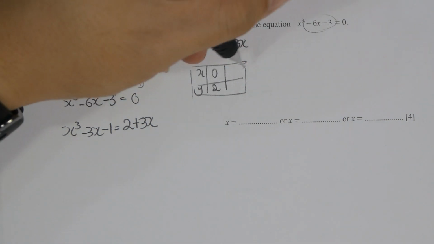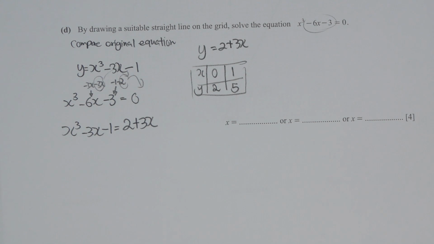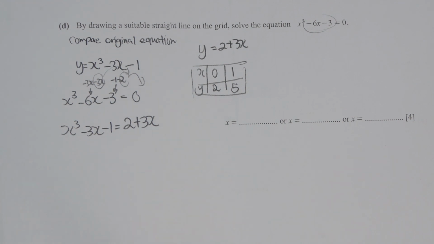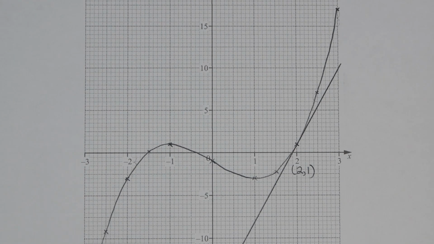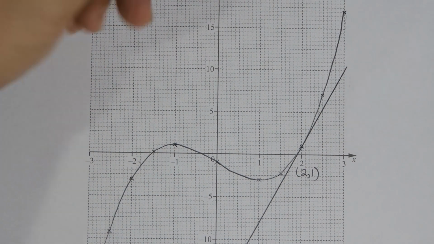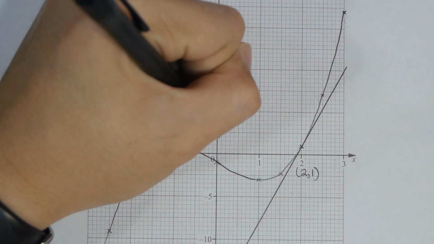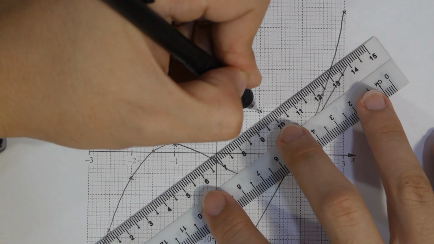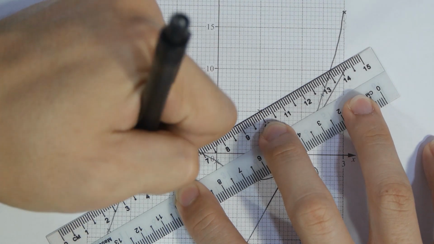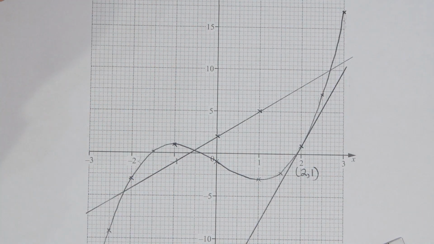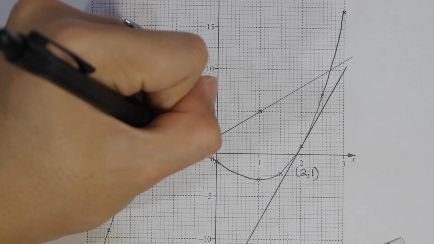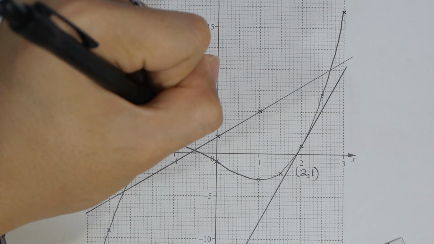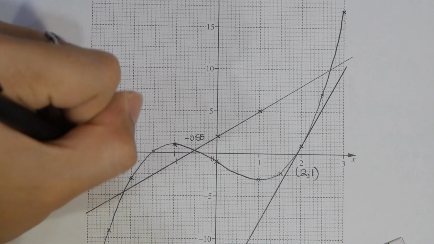That will be 5. So with these two coordinates, we can now draw out the last line and find the intersection with the curve. So there will be 3 intercepts, which are negative 2.2, negative 0.55, and 2.7.